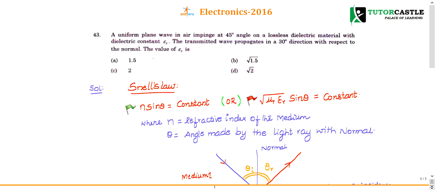Question number 43. A uniform plane wave in air impinges at a 45 degree angle on a lossless dielectric material with dielectric constant epsilon r. The transmitted wave propagates in a 30 degrees direction with respect to the normal. Then the value of epsilon r is dash.